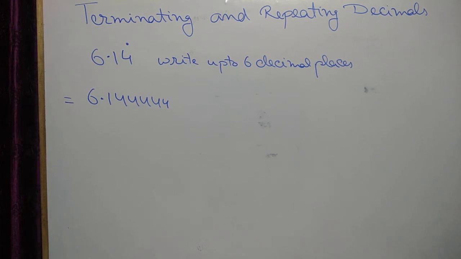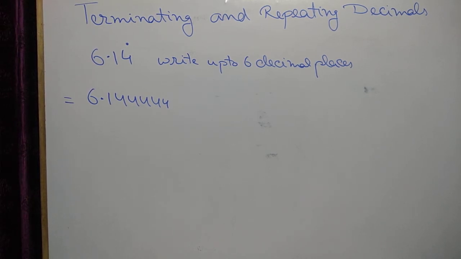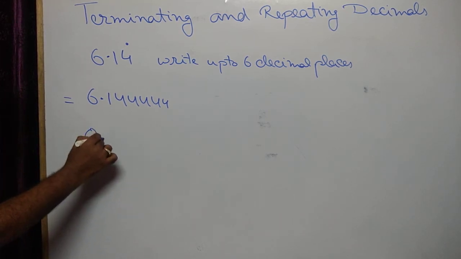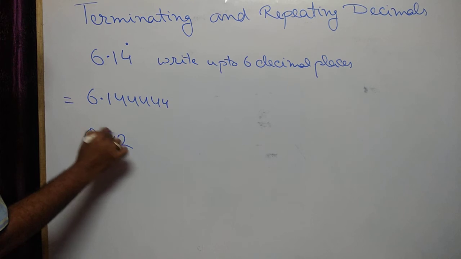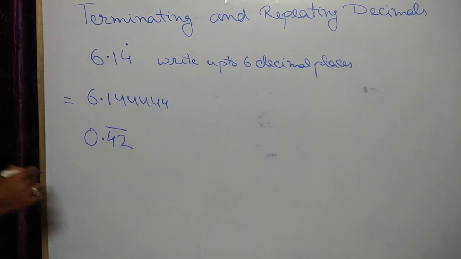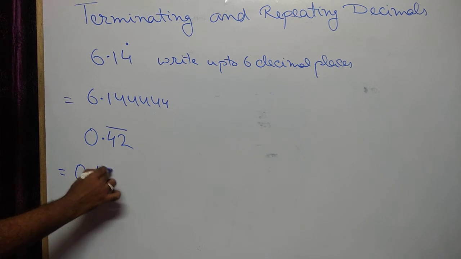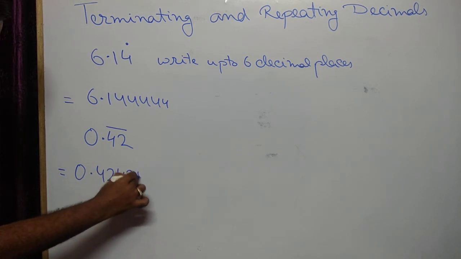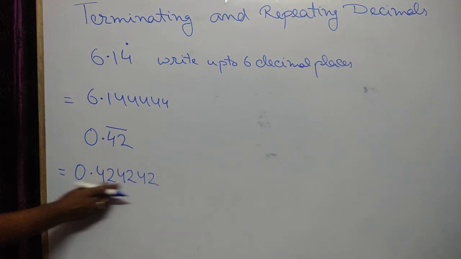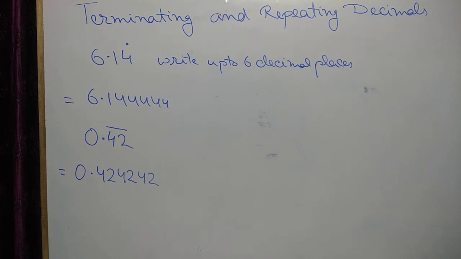Likewise, if in place of a dot we have a bar sign, for example 0.42 with a bar above it, what does it mean? It means 0.424242. Now again we write up to 6 decimal places. So hope this is clear to you.